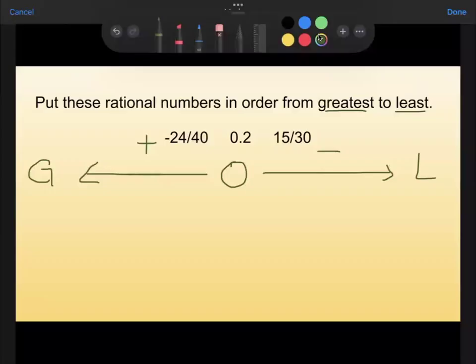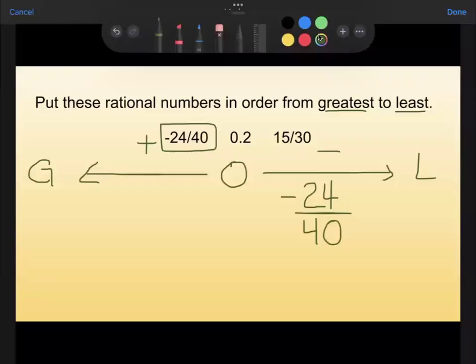Now I notice that this number right here is negative, and it's the only negative number. So I'm going to put negative 24 over 40 over on this side. The other two are positive, so they have to be on the other side of 0, near the greatest. The problem is I don't know which one is greater. So I need to make them the same format. Either I take 0.2 and turn it into a fraction, or 15 over 30 and turn it into a decimal.